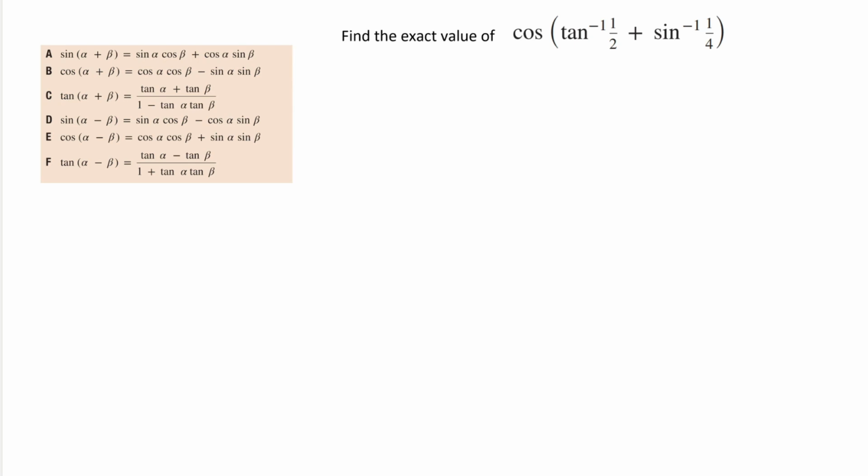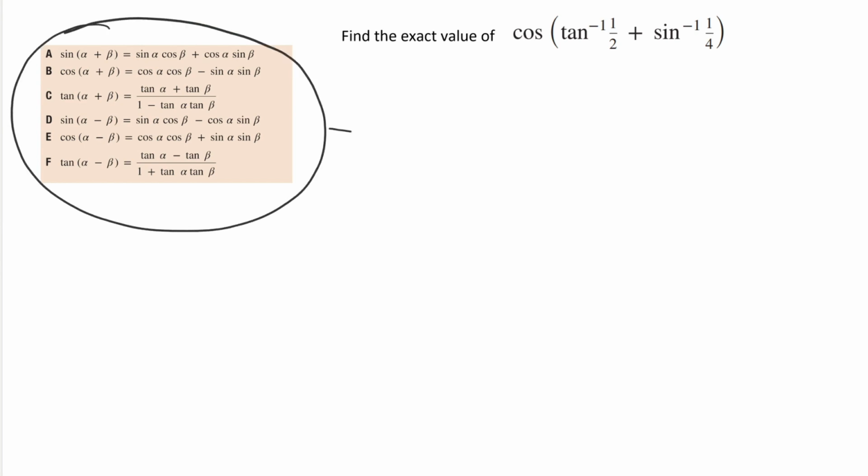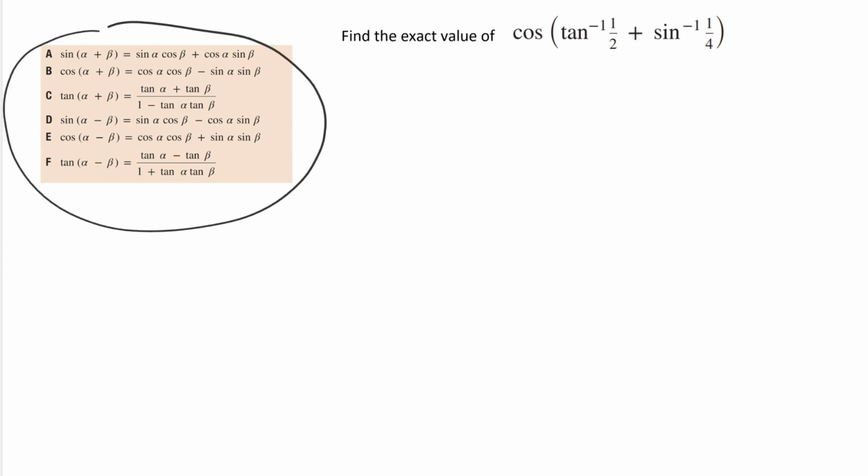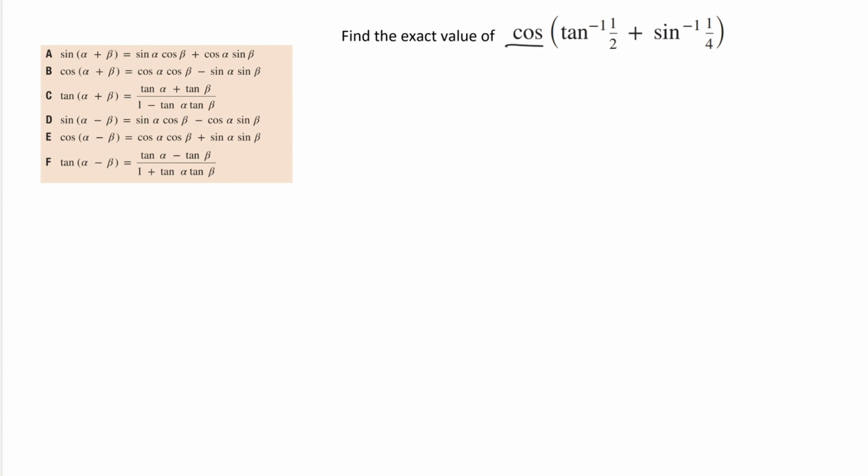Today we will be finding the exact value of this equation here using one of the compound angle formulae. For the first step, you want to choose one of these formulas here and implement them into this equation. Typically you want to have these formulas memorized, but for now I've just placed them on the side. Now, when identifying which formula to use, you always take this term here.